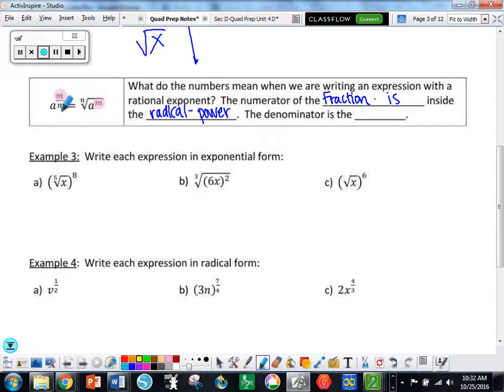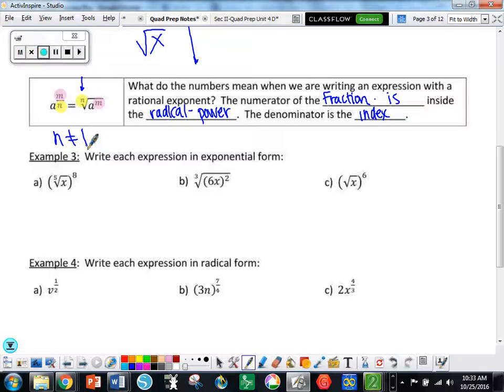Hopefully with a lot of practice you'll get used to it, but if you don't, before you take any sort of test or quiz, it needs to be memorized. The denominator is the index. Now the index determines what kind of radical it is. It's the number that goes right here. Will that number ever be a 1? No. N is never a 1. It will never be a 0. It will never be anything negative. It has to be 2 or greater.